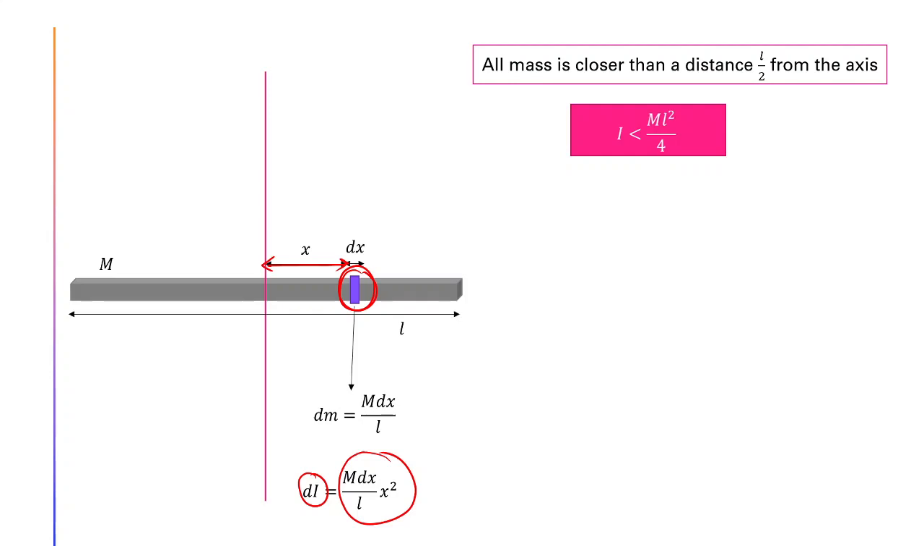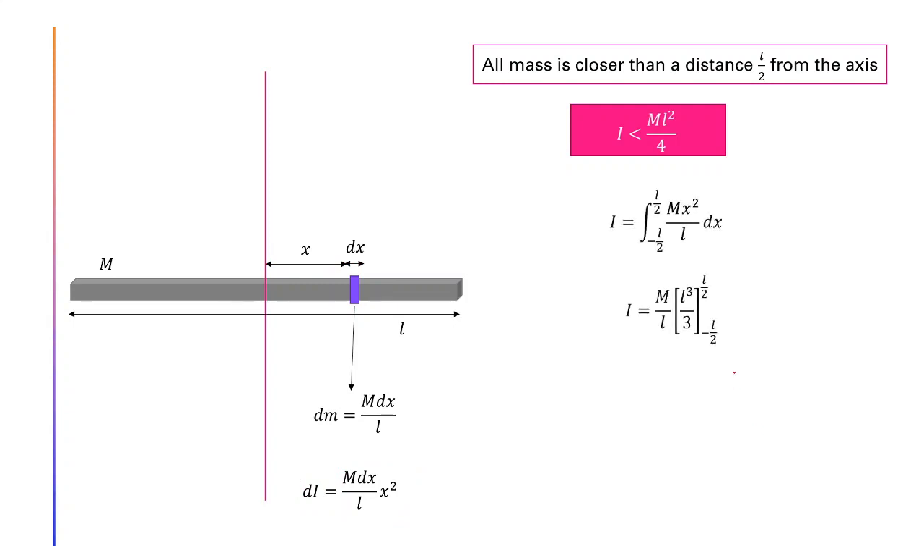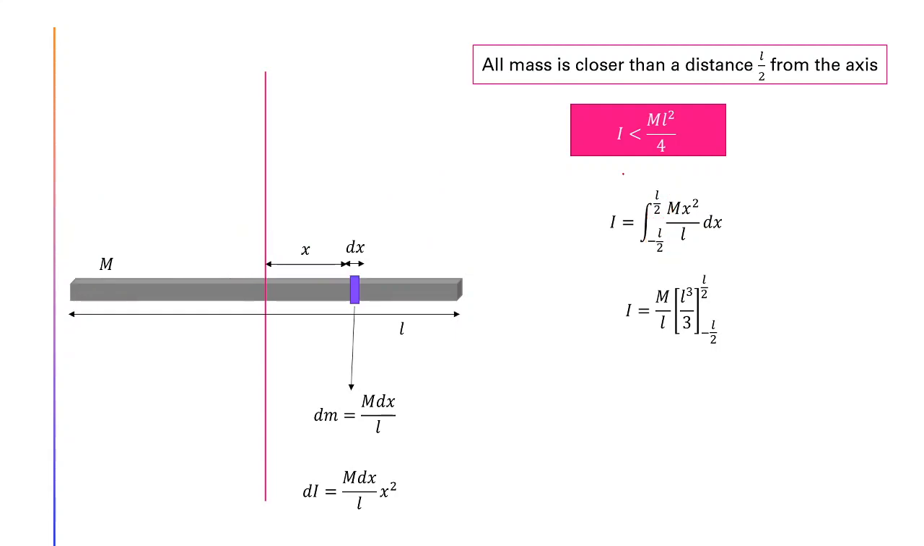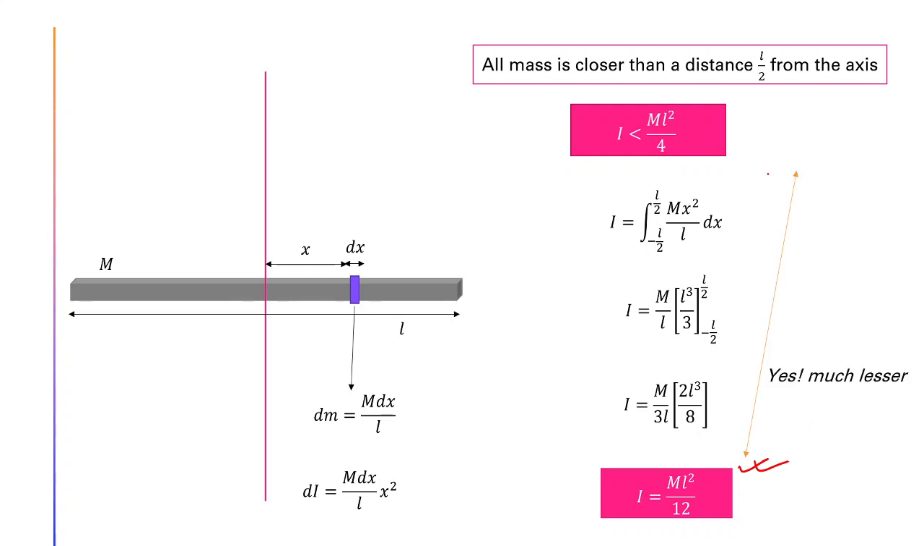You just have to integrate it, or sum it, to get the final moment of inertia, and the integration runs from minus L by 2 to L by 2, because you start from minus L by 2 and go through the whole rod till positive L by 2, covering the whole rod. You sum it using integration, and what you find is that the moment of inertia is mL squared by 12, which is much less than mL squared by 4, right, as we suspected.